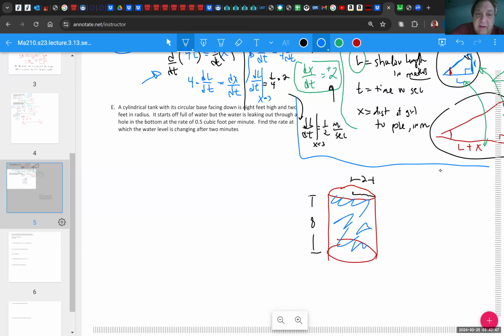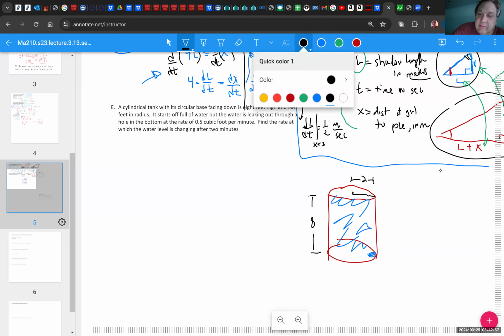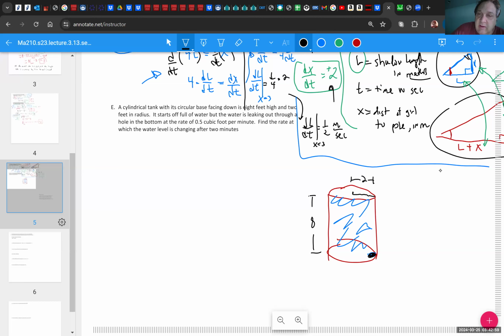But the water is leaking out through a hole in the bottom at the rate of 0.5 cubic foot per minute. All right, so there's some little hole in the bottom here. Maybe I'll make that this. And water is leaking out. How do I draw water droplets? Maybe like this. Okay, don't make fun of my drawing. So there's water droplets and it's kind of spilling and making a little puddle here. So water is dripping out at the rate of 0.5 cubic feet per minute.